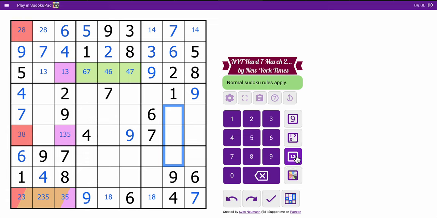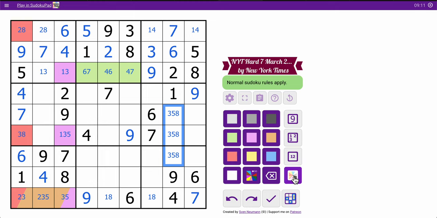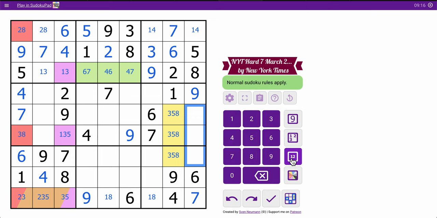Oh, column 8 only has 3 digits left in it. 3, 5, 8 in some fashion. I don't think any of these, nope, none of these are resolved. Okay, this is 1, 4, and 2, along with 3. Okay, those aren't 1, and these aren't 4. That's not helpful.